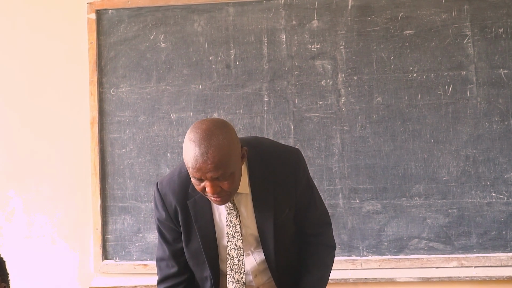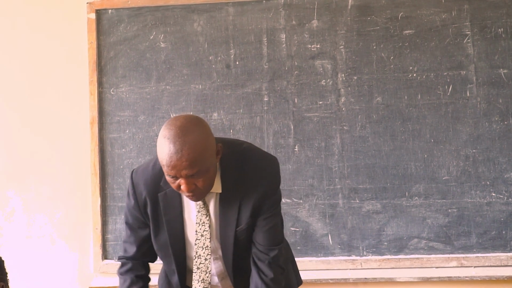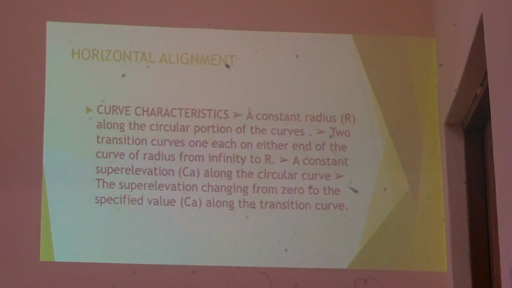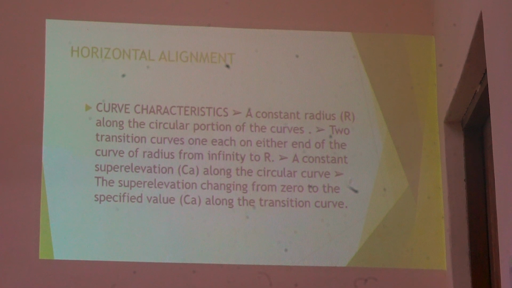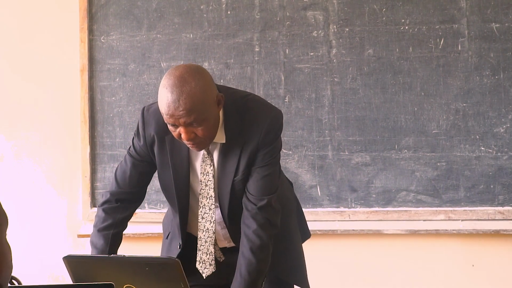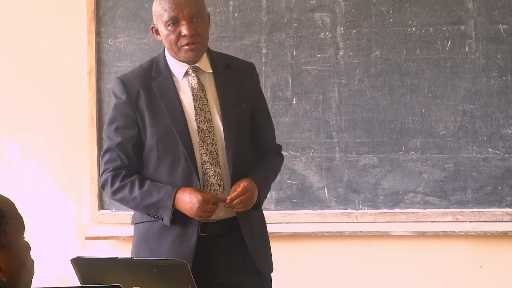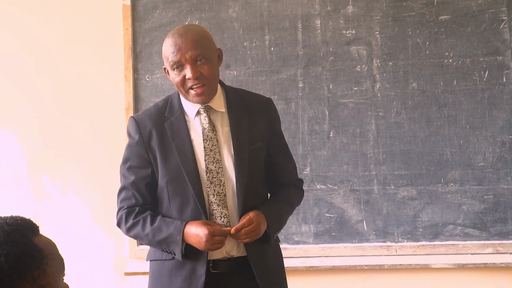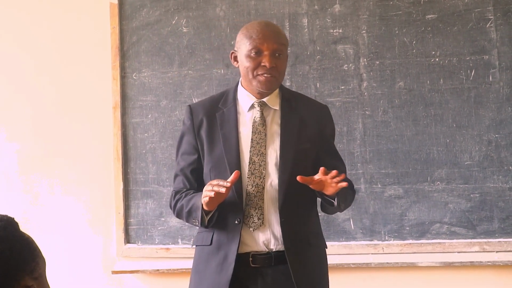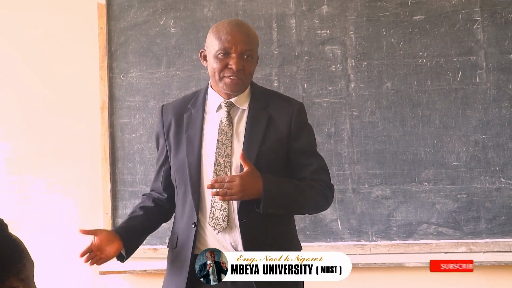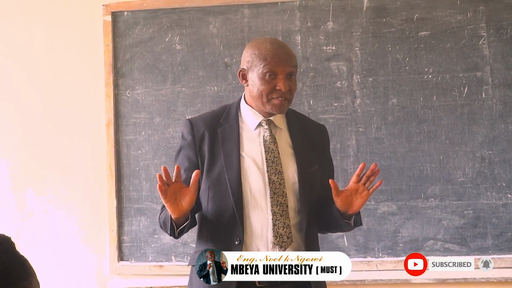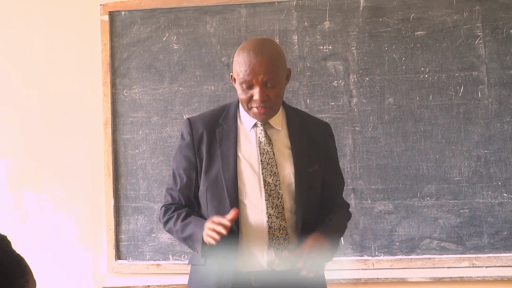The curve characteristics: a constant radius R along the circular portion of the curve. We have two transition curves, one on each side and end of the curve. But what I'd like to tell you is that reverse curves are highly discouraged in railway engineering. If a train is moving in this direction, then it comes this direction, it can cause accidents, what we call derailment.